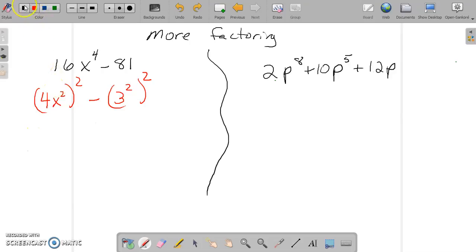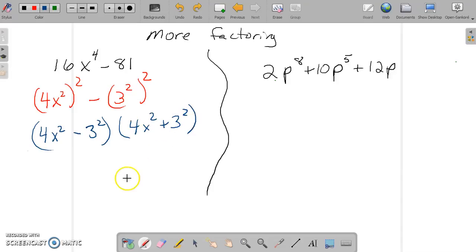So when you're factoring this, basically the difference of two squares, you take this, which is 4x squared minus 3 squared, and multiply it by 4x squared plus 3 squared, like that, okay? Even if you just had 9 here, you could have written 9 here and 9 here and it would have been fine.